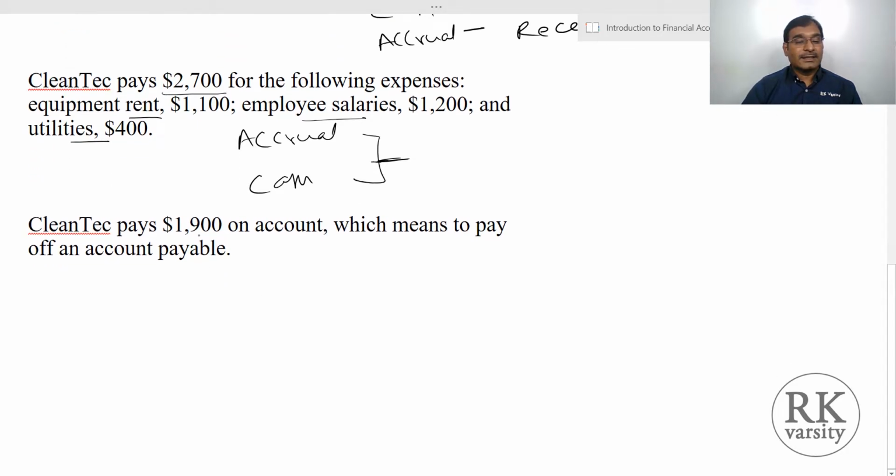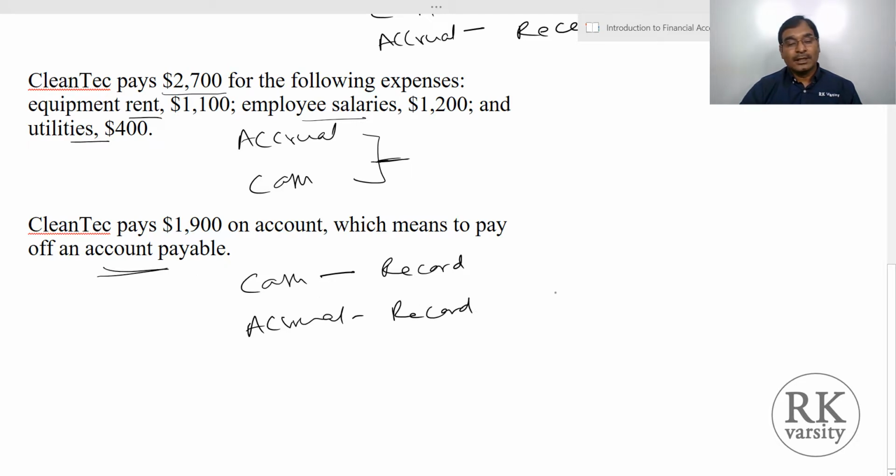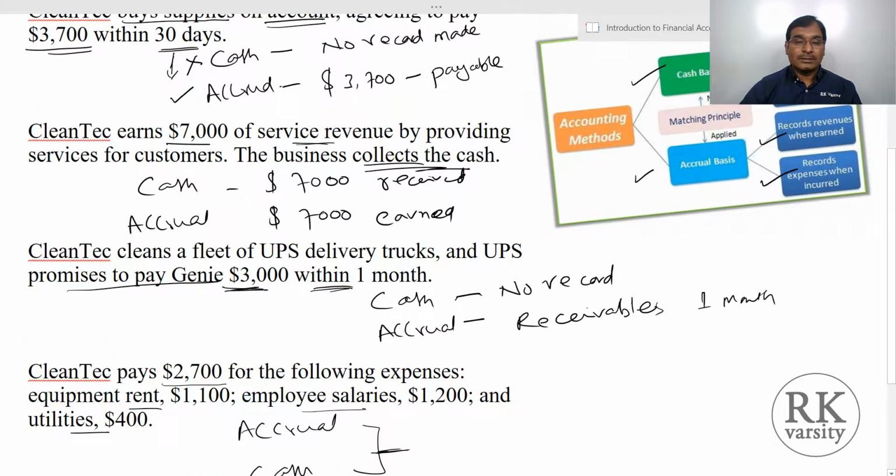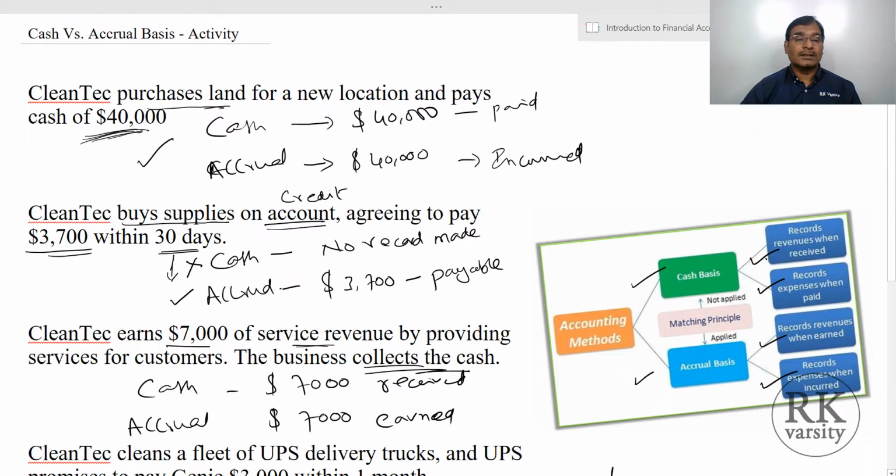Next, Cleantech pays $1,900 on account, which means paying off an account payable. As this amount is paid, cash basis records it, and accrual also records it. But here, as this is an account payable, earlier let us say we generated this account payable of $1,900. Now this will become zero, that is $0, as we paid this now. Alright, so this is how the differences between accrual and cash basis work.